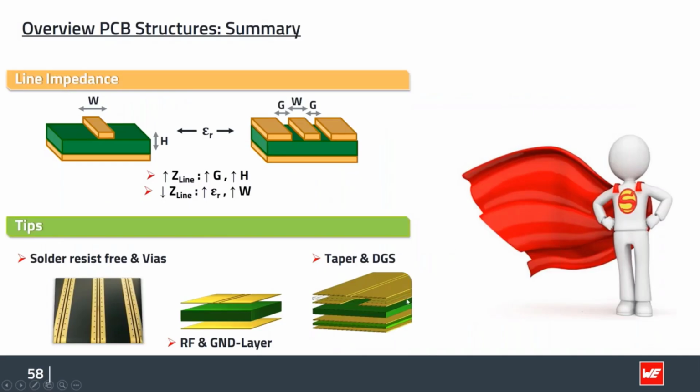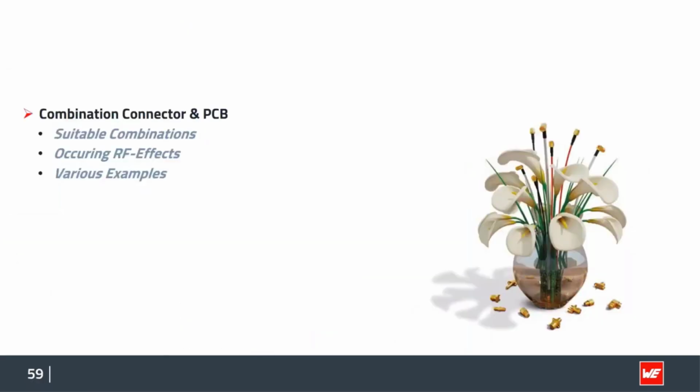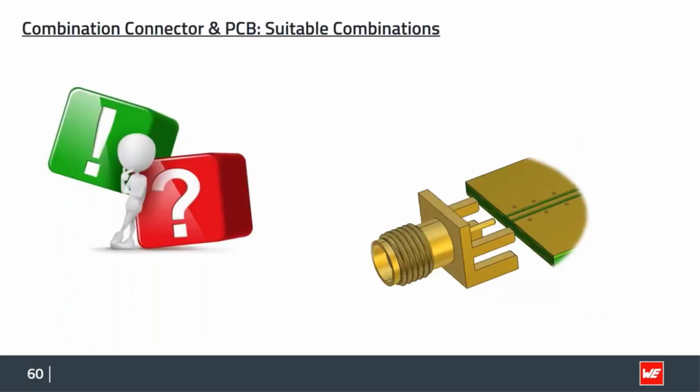So again, a summary for you for your papers when you download it. And now let's go to the combinations between connector and PCB. What are suitable combinations? What RF effects do we see? And how does it look in practice when we simulate it?